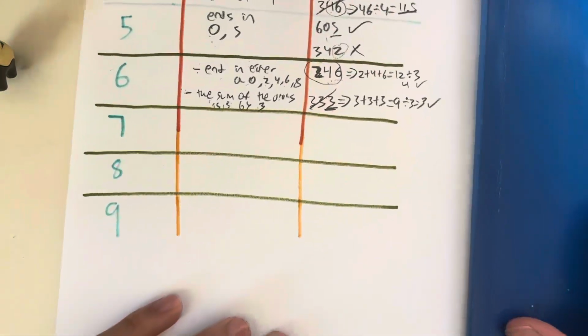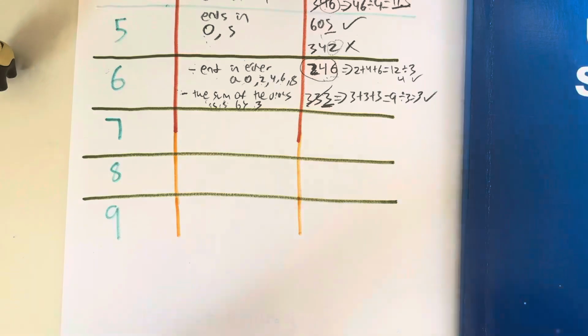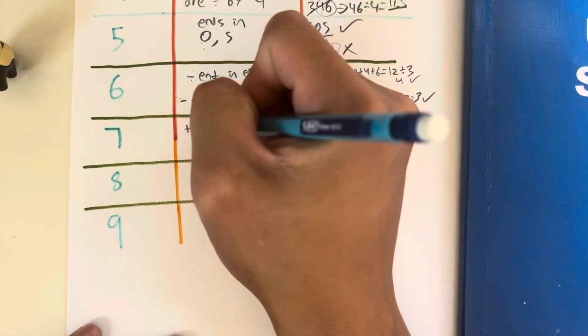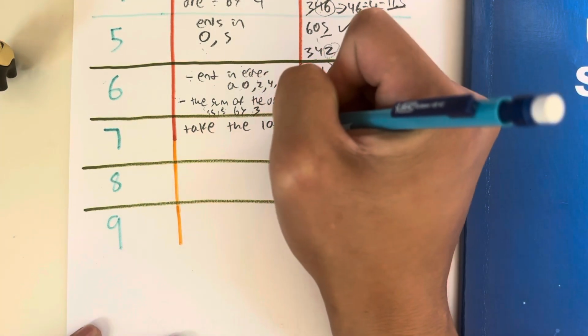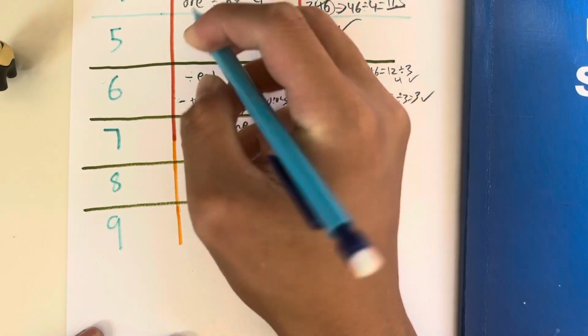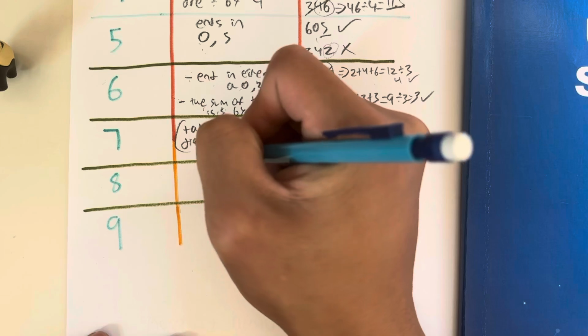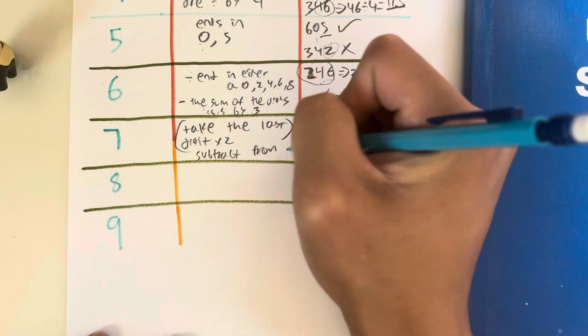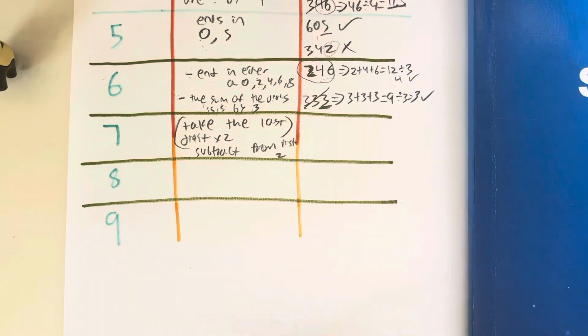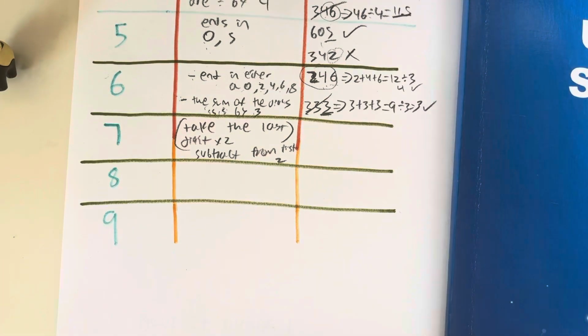Now 7 is arguably the most tricky one. Basically, you take the last digit and then you multiply that by 2, and then you subtract from the first 2 digits. So let me show you what that means. Let's just say we have a number, right?